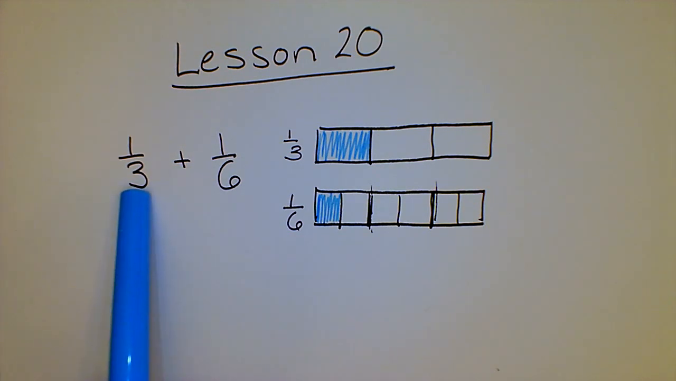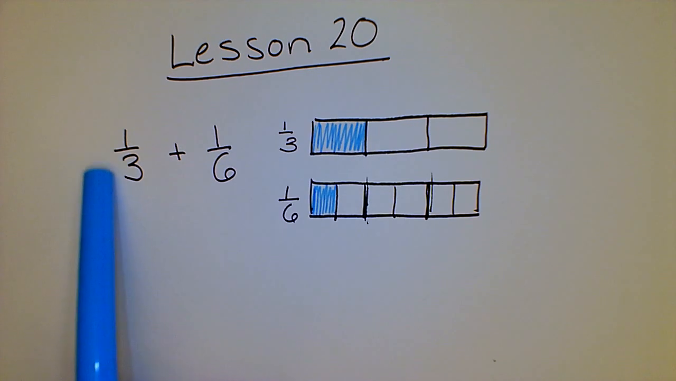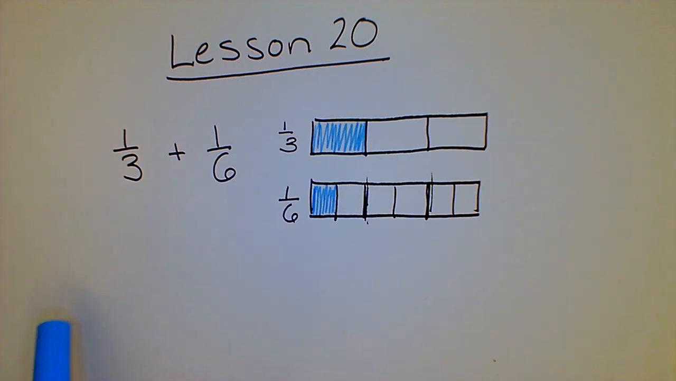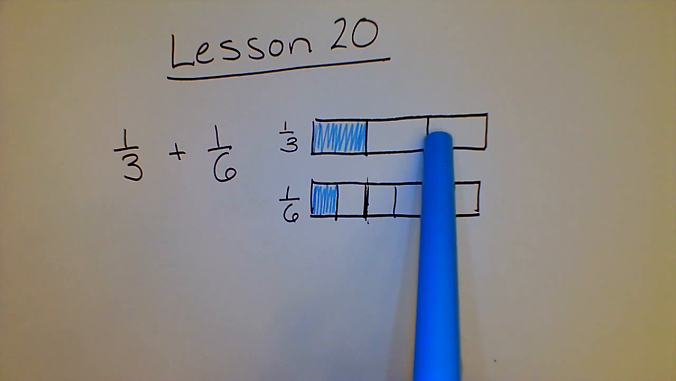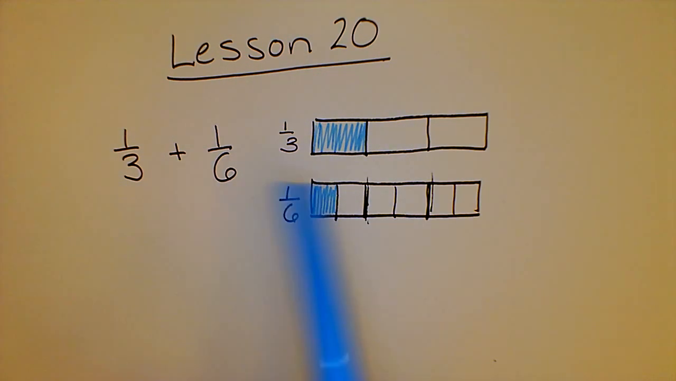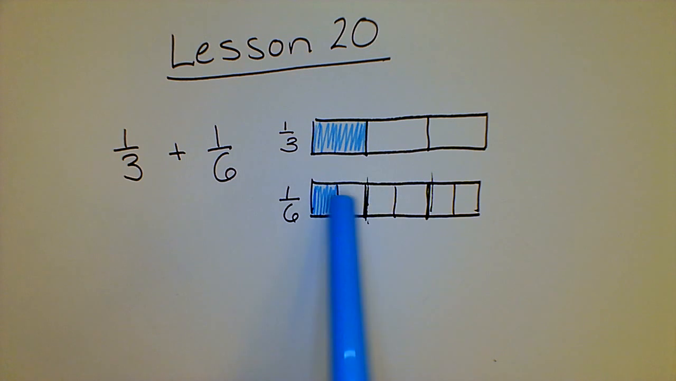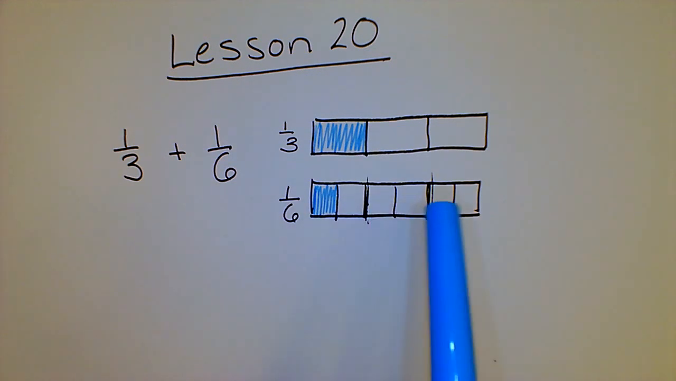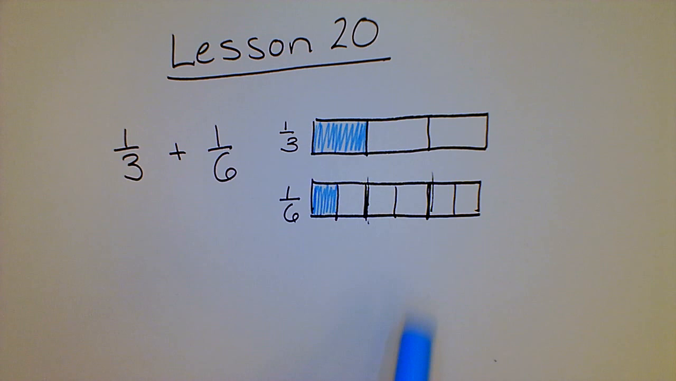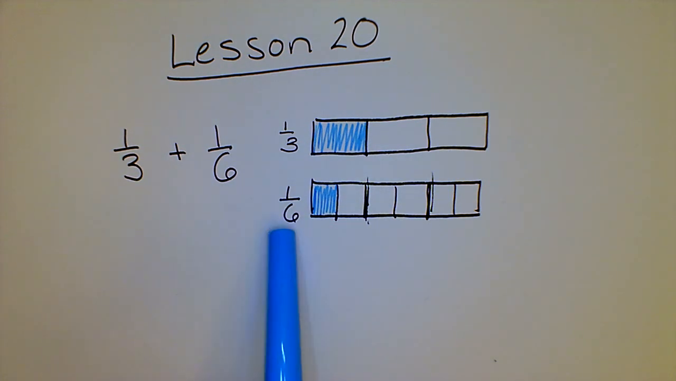Now, if I look at 3 and 6, I want to remind you that 3 is a smaller number, but 1/3 is a larger fraction. That's because here each piece is much bigger, because I'm only dividing the whole into 3 pieces. Whereas when I'm dealing with 6, I divided the whole thing up into 6 pieces, so each piece is a whole lot smaller.